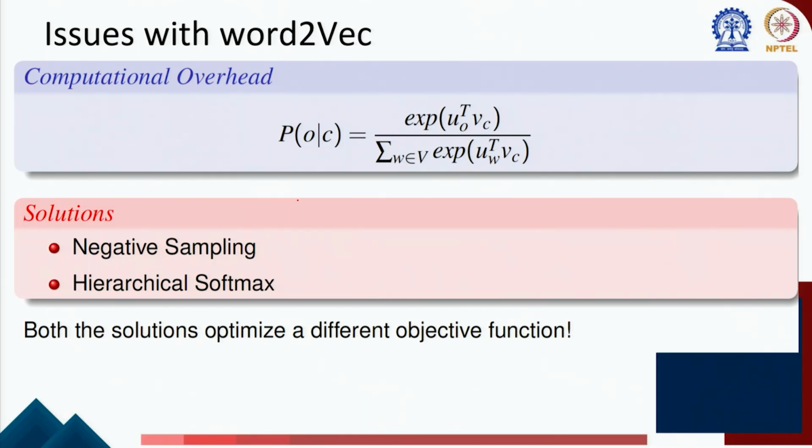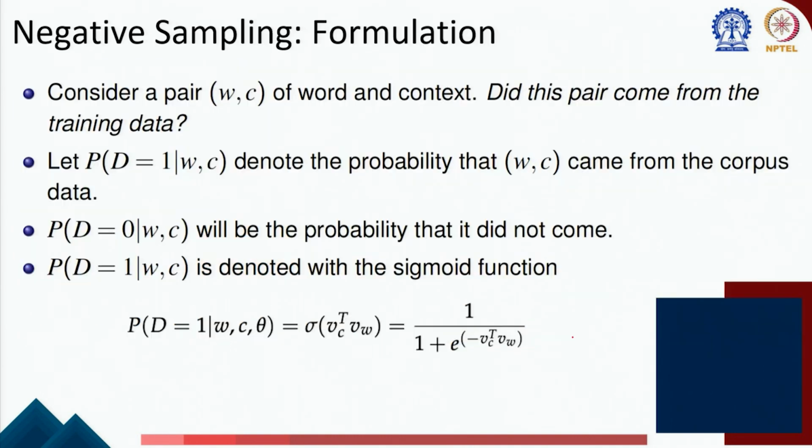So what were the issues that we identified with word2vec? One was the computational overhead. We saw that we have to compute this quantity: U_O transpose V_C divided by the summation over all words in the vocabulary of U_W transpose V_C. I am computing this for each word in the vocabulary, and this becomes very computationally expensive. There are some formulations that avoid this, called negative sampling and hierarchical softmax, and at the end they optimize a slightly different objective function. We will try to see in detail what kind of objective function they use.